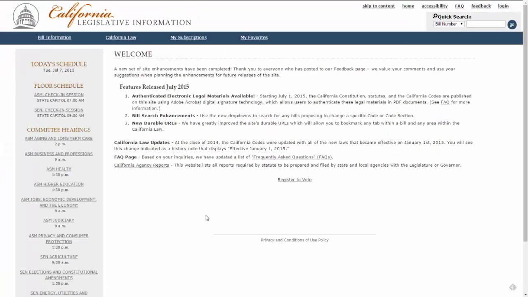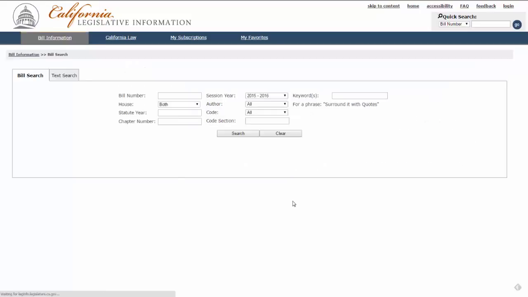Okay, let's dive into some of these sources that we just discussed. The first one that I'd like to show you is CalLegInfo. This is a site that was just recently updated. It's much better than the site that we had been using for years. If we click on bill information here, and then select a bill number, let's randomly pick a bill number here. Let's say 25. From the Assembly, the current legislative session.